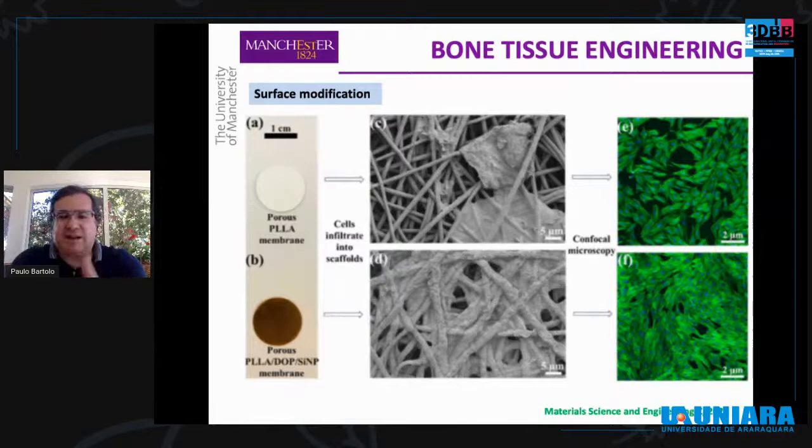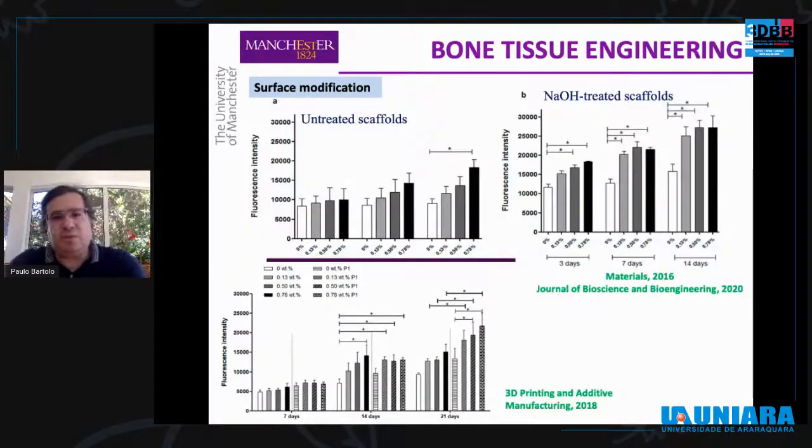We are exploring other technologies. A few years ago, we reported the use of NOH to treat the scaffolds without compromising the mechanical properties. Our initial results show a positive effect on the osteogenic differentiation. This year we published another paper showing also a positive effect on chondrogenesis.